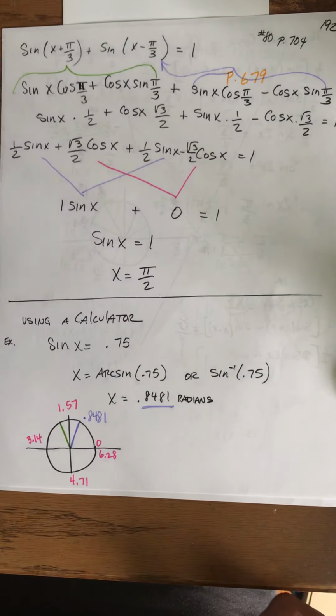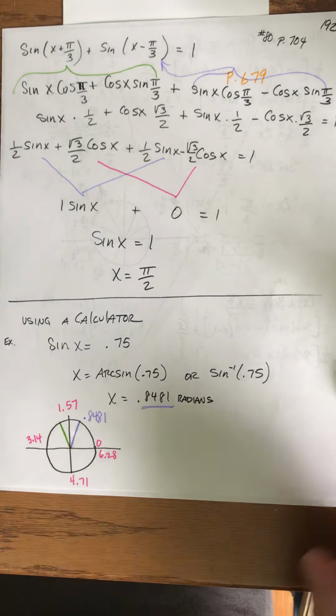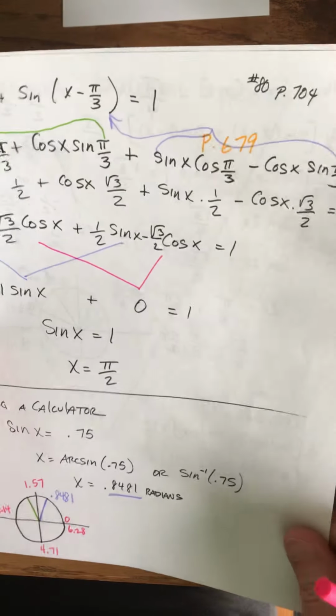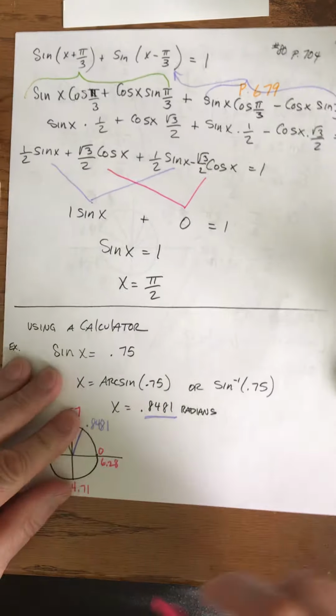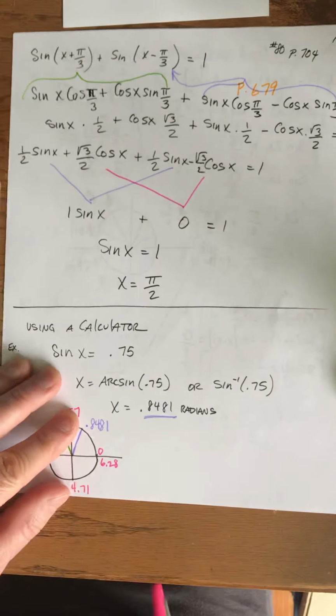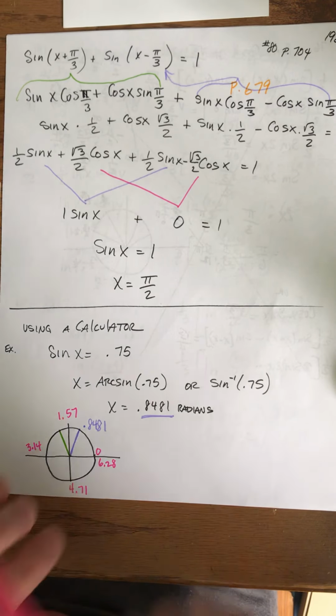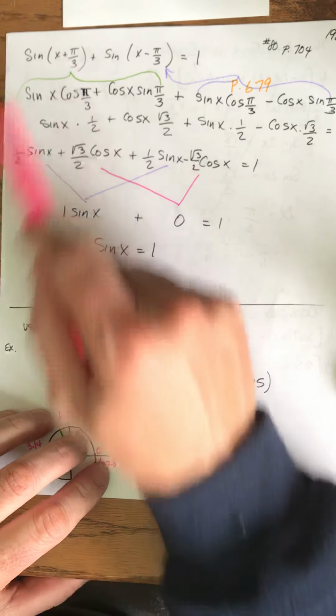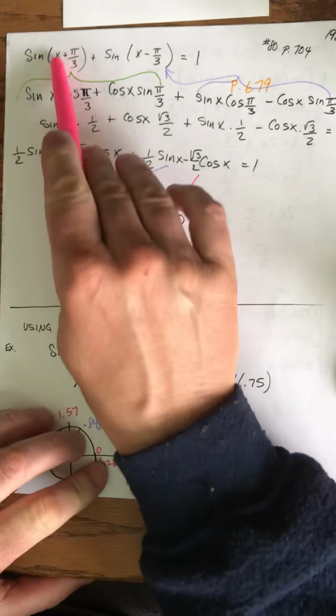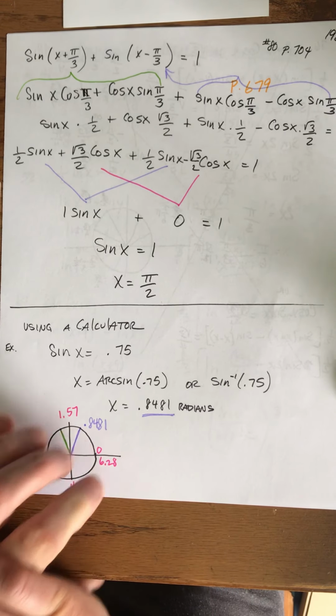The next problem we're going to do is page 704 again, but number 80. Number 80 looks like this. I don't know how to deal with this. We can't distribute a sine inside here. We're not allowed to distribute a function. It's not like a number or a variable.